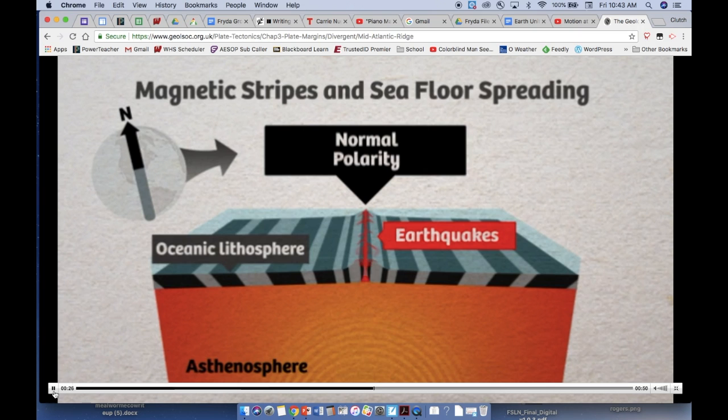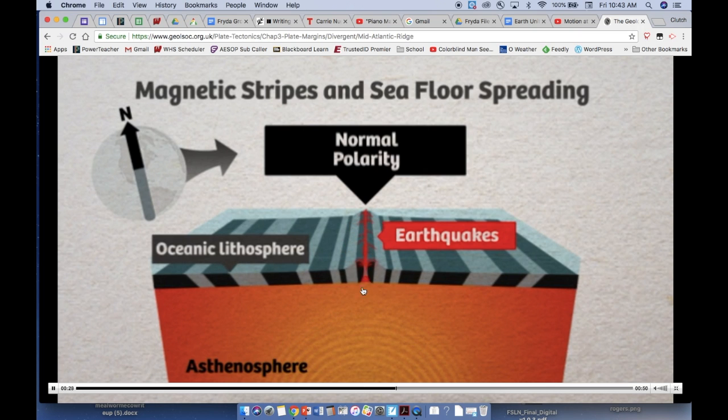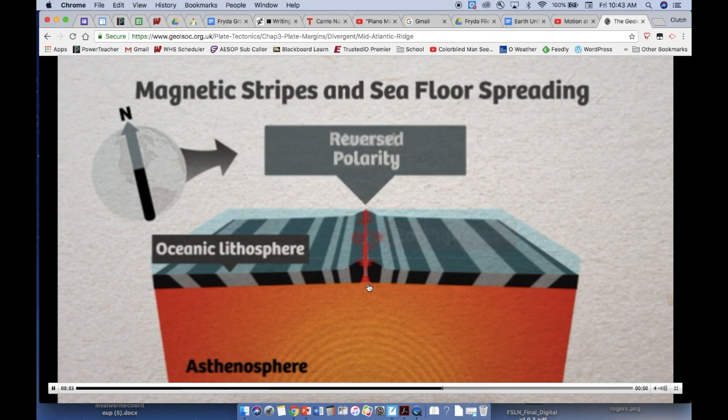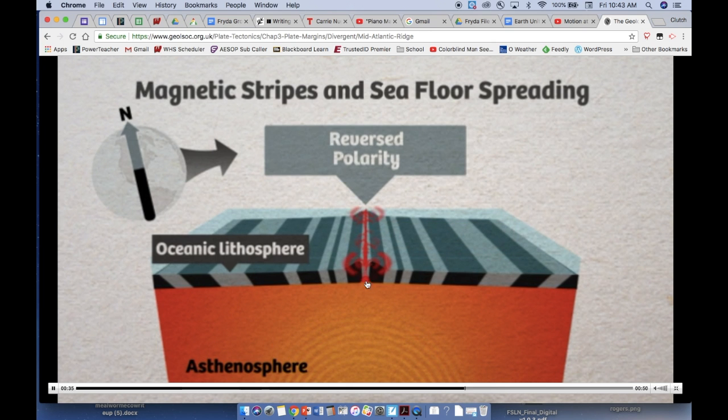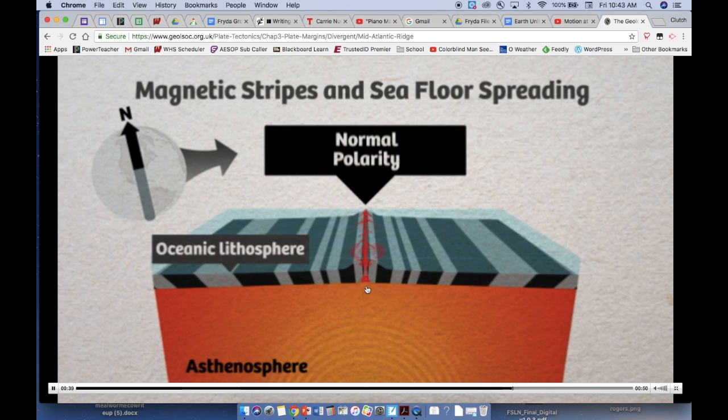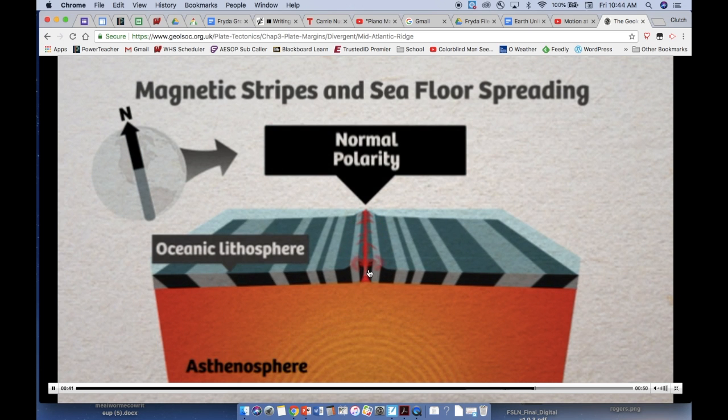So let's play the animation. Rocks are formed under a normal polarity, they move away from the center of the boundary. Then rocks are formed under a shifted polarity as the Earth's magnetic field forms. And we have this light gray. Then they switch back to normal polarity.